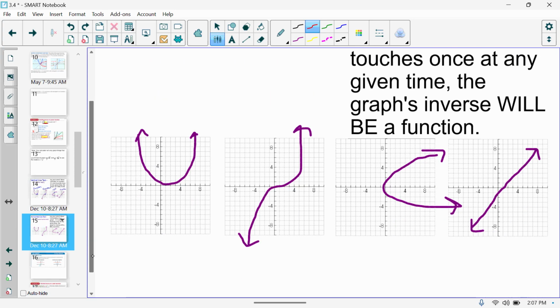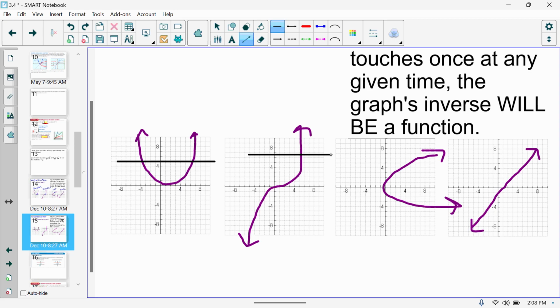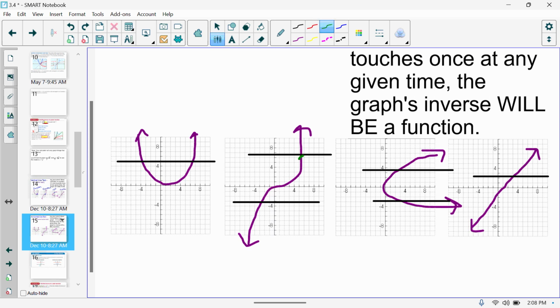So again, just to show you what that means. If I draw a horizontal line, this one touches it twice. That's no good. Here, I could draw a horizontal line anywhere, and it's only going to ever touch the graph one time. Same thing here. Same thing here. All those lines that I'm drawing, they only touch the graph once. But this one touched it twice, okay?